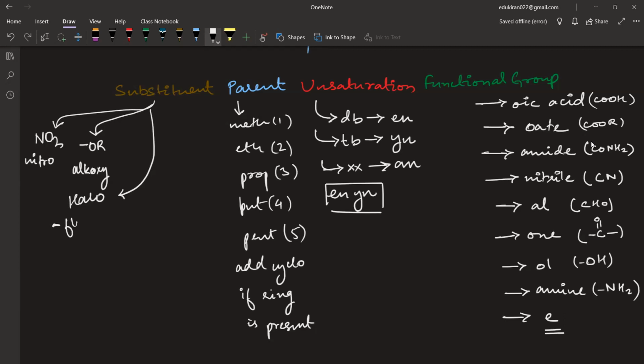हैलो में हमारे पास क्या होगा: फ्लोरो, क्लोरो, ब्रोमो, आयोडो, और एक जो सब्स्टिट्यूएंट में होता है, that is alkyl. That means if there is a methyl group present, then methyl, ethyl, propyl, butyl, pentyl. ठीक है, yes or no, please tell me. Yes, sir.